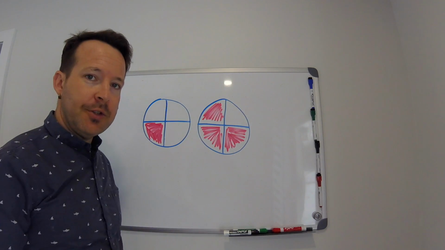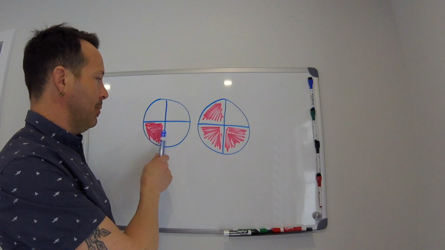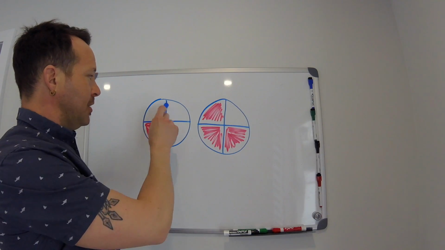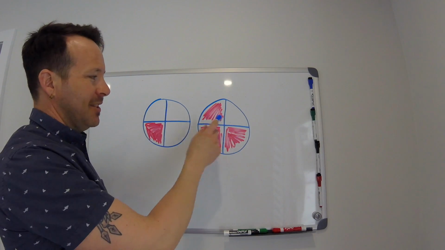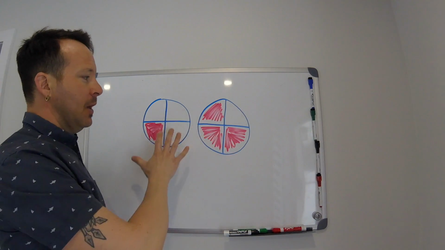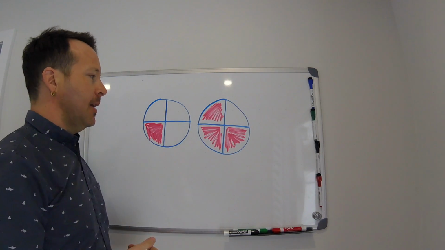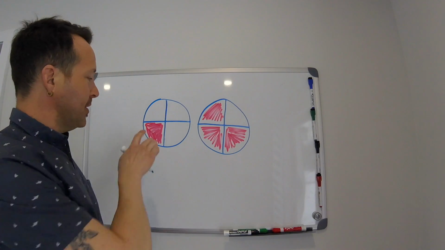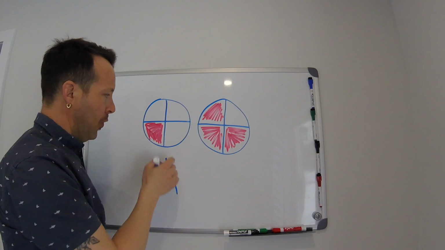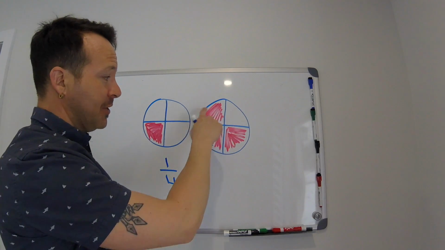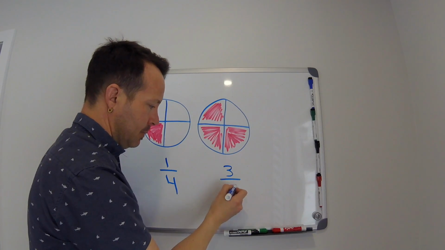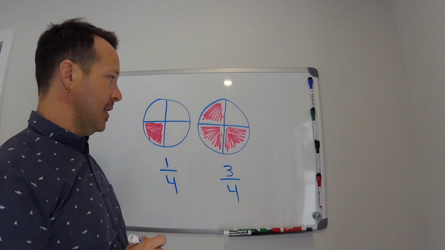Both of these circles are divided into the same amount of parts. They both have 4 as their denominator. And each of these parts are the same size, basically. So we have 2 circles and 2 different fractions. So this one is 1/4 because one of the 4 pieces is shaded in. And this one is 3/4 because 3 of the pieces are shaded in.